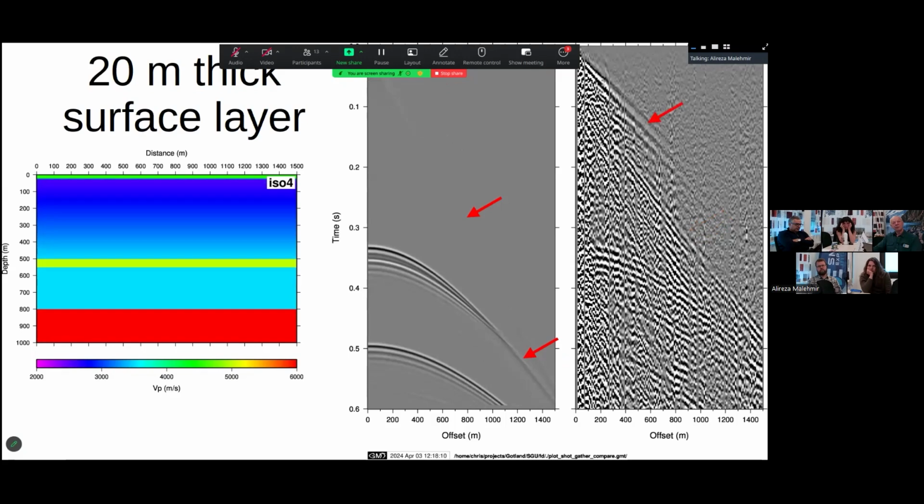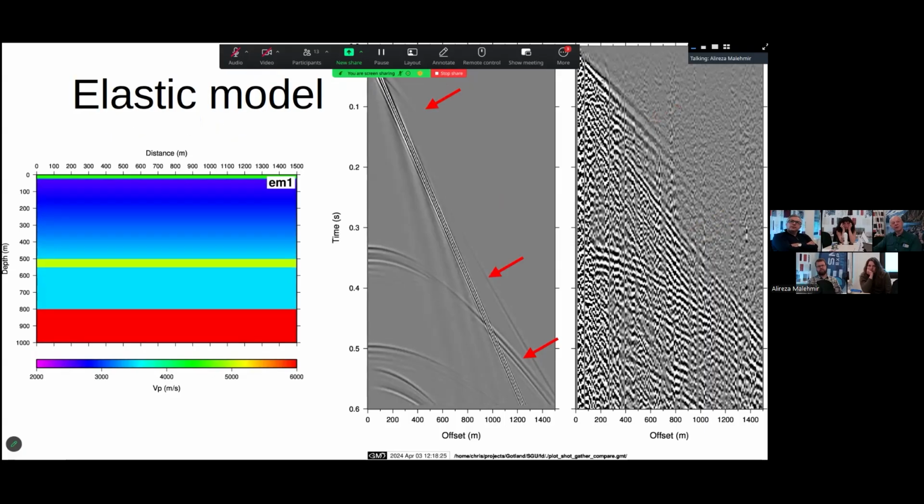And if we put in a thin surface layer, it makes things even match less. So we need to go to an elastic model. And when we introduce an elastic model, then we start to pick up this diving wave, so to say, but it arrives much later than what we see in the actual data. We still have this first arrival here at near offsets, and the reflection is coming in too late still.